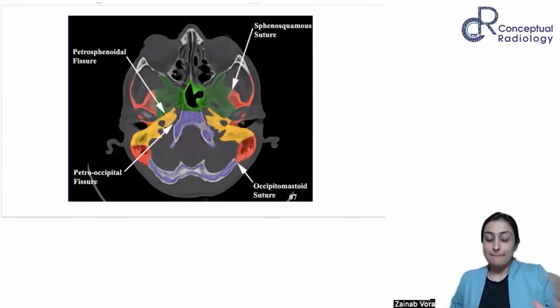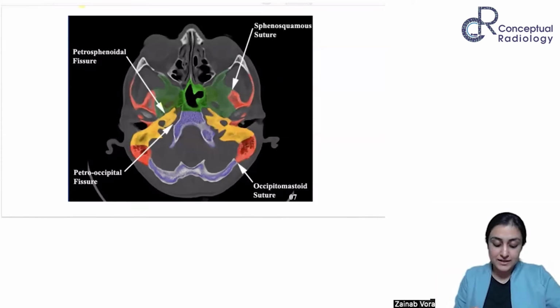So mainly the bones that we have here is going to be the frontal bone anteriorly. We have the sphenoid sinus that we are seeing. We have the petrous temporal bone, and then we have the occipital bone. So mainly it's going to be these bones that we are going to be playing with, and then we have to take it from there.